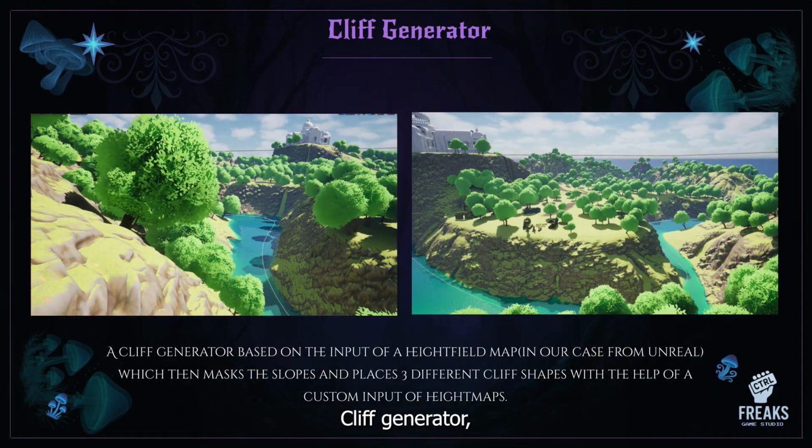This is the Cliff Generator, a tool designed to isolate and populate cliff regions from a landscape height field, like the one imported here from Unreal. Using a combination of slope masks and custom height maps, the tool identifies steep terrain and procedurally places 3 different cliff shapes to break up the landscape and add stylized vertical detail.